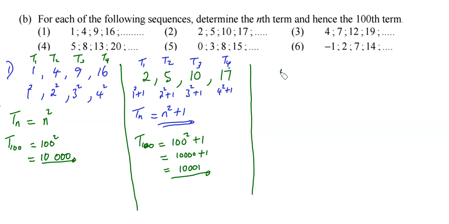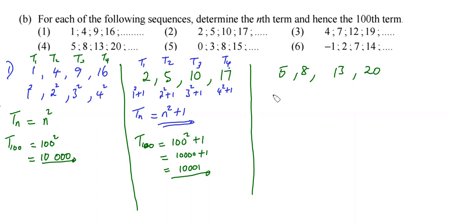Question 4, which is 5, 8, 13, 20. The hint here is that there must be an n squared that you are dealing with. So in this case, if we want to get 5, how do we get 5? If we say 1 squared plus 2, you won't get it. How do we get this one? Let's try to think here.